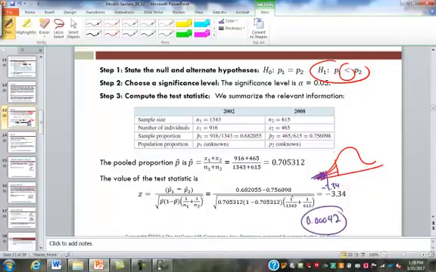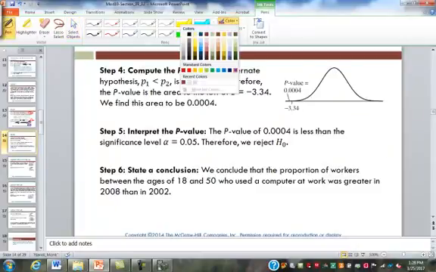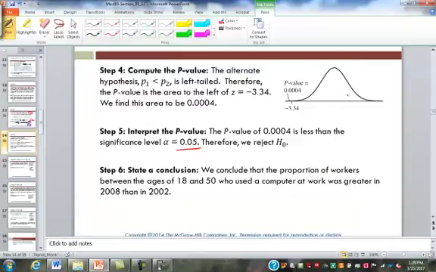That's my p-value. That p-value is extremely low. It is much smaller than the significance level of 0.05, so therefore we are going to reject the null hypothesis. So our conclusion is there is sufficient evidence to conclude that more workers use computers now, or the proportion of workers who use computers has increased from 2002 to 2008.